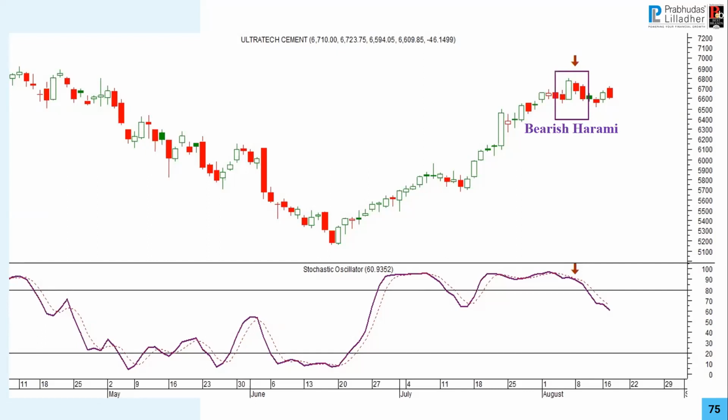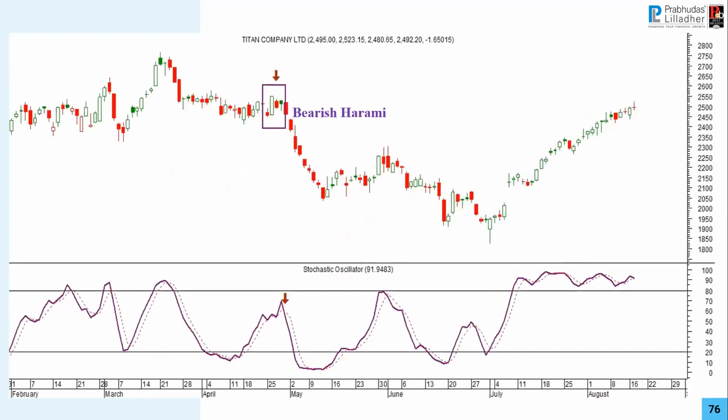This is another trading strategy with the bearish harami. We are seeing that the stochastic indicator is also getting out of the overbought, and yet I will go for a sell strategy.